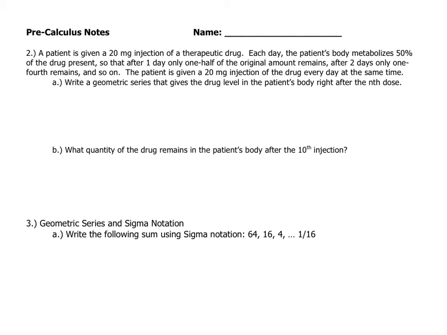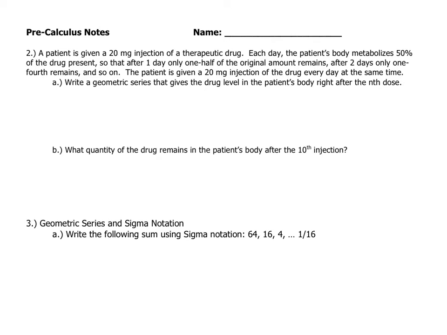Okay. Our next example is actually going to then lead us into Thursday as well. We'll come back to this example. What's happening here is we have a patient, we're a doctor. We are given 20 milligrams of some therapeutic drug. Each day, the patient's body metabolizes 50% of the drug present, so that after 1 day, only 1/2 of the original amount remains. After 2 days, only 1/4 remains, and so on. The patient is given that 20 milligram injection every day at the same time.